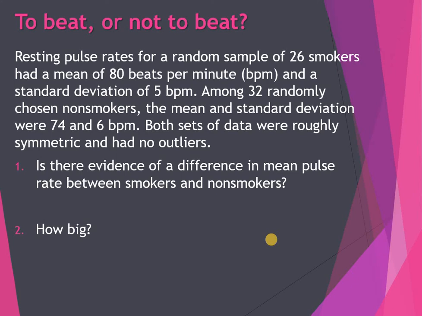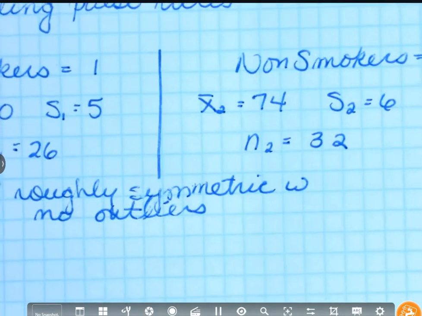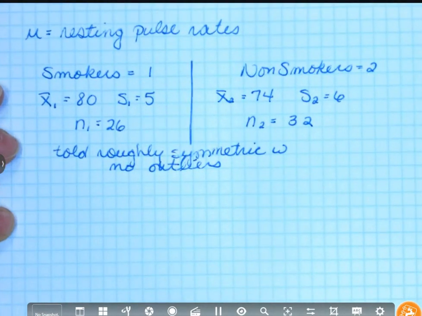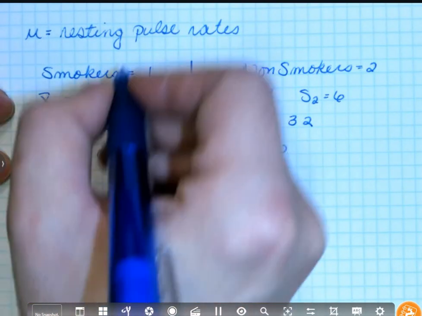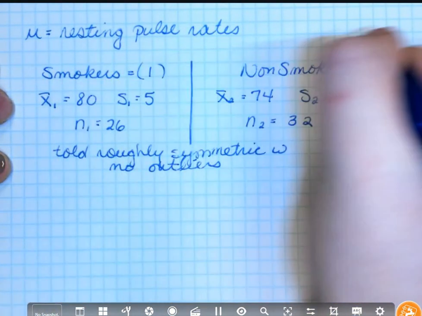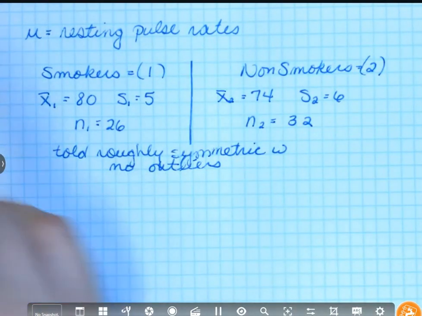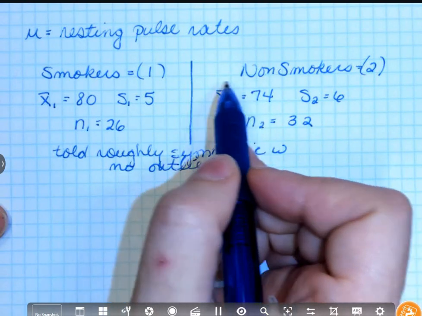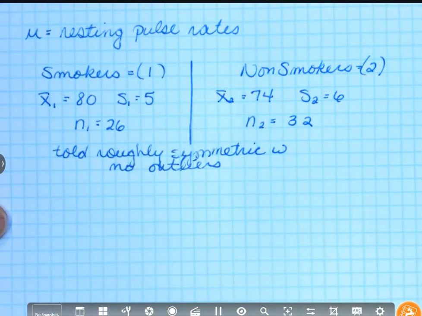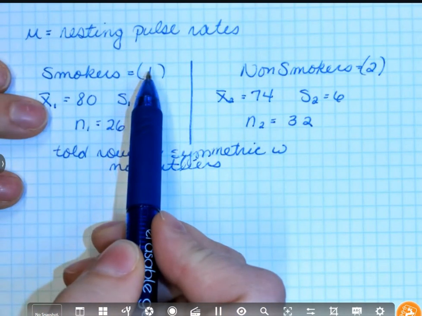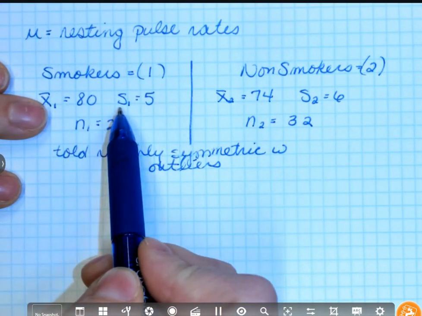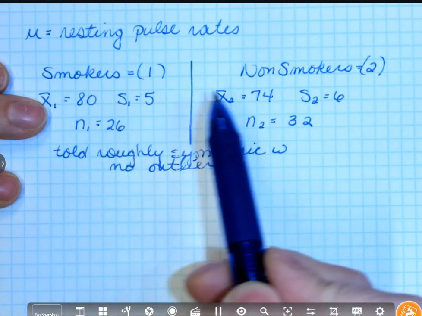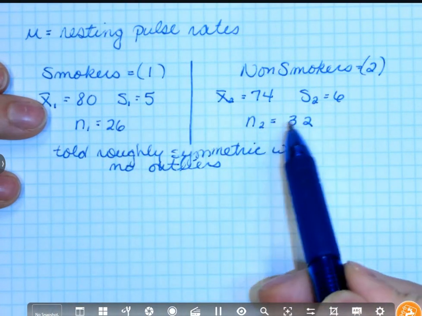Okay, did you guys get that stuff written down? What I wrote down is, starting off with, we're talking here about the resting pulse rate. So mu is my resting pulse rates. Identify my parameter. I'm talking about smokers and non-smokers, and I'm identifying those as groups 1 and 2. You could have used S and NS if you'd like. 1 or 2 to me is a little bit easier to talk about. Using this notation, X bar 1 is 80, S1 is 5, N1 is 26. X bar 2 is 74, S2 is 6, N2 is 32.